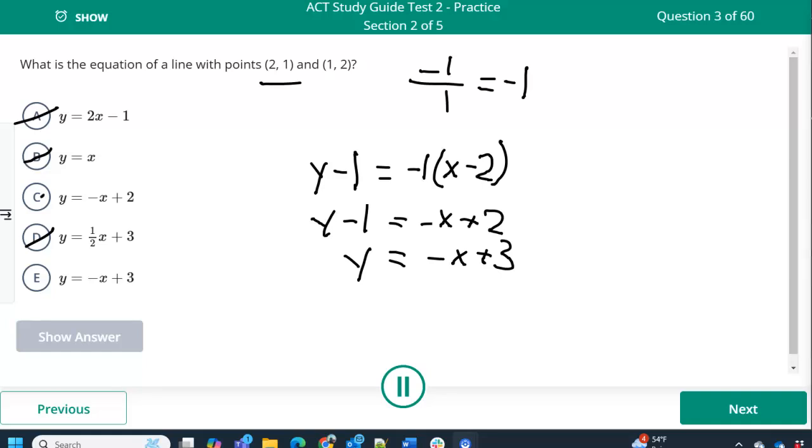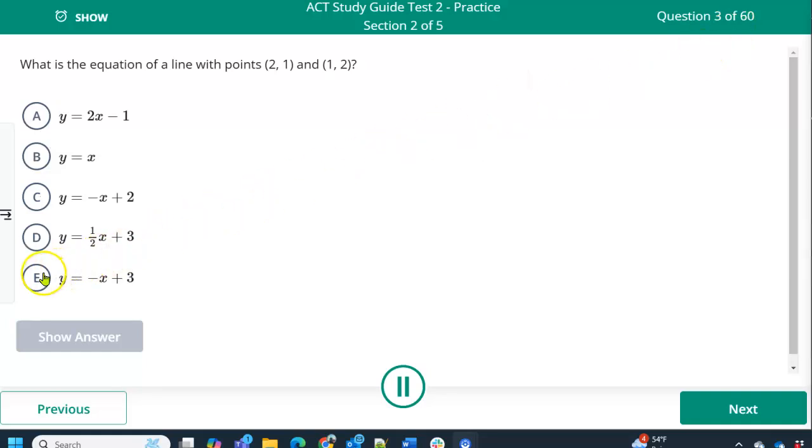I guess I have to exit the drawing before I select it, but that's going to be E.